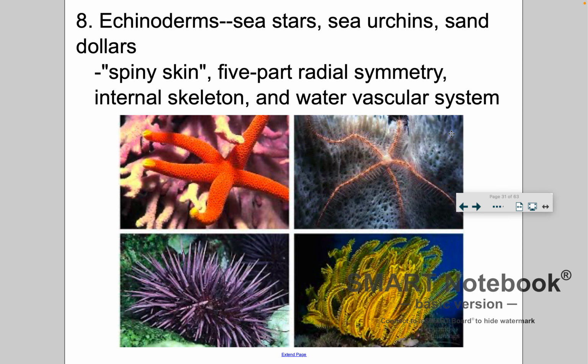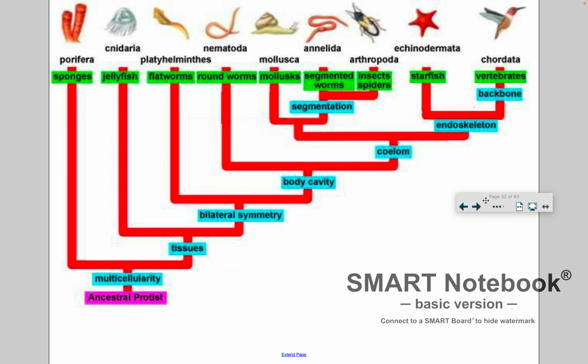And then we have your echinoderms, which are your sea stars, sea urchins, and sand dollars. Echinoderms means spiny skin. They show a 5-part radial symmetry, but in their larval state, fun fact, it's bilateral symmetry, and then it turns into this pentaradial symmetry. Internal skeleton: the calcium plates that support them are on the inside, covered by the spiny skin, and they move through something called the water vascular system, basically using the hydraulics of water to help them navigate in their environment. So that's invertebrates in a very, very short period of time.